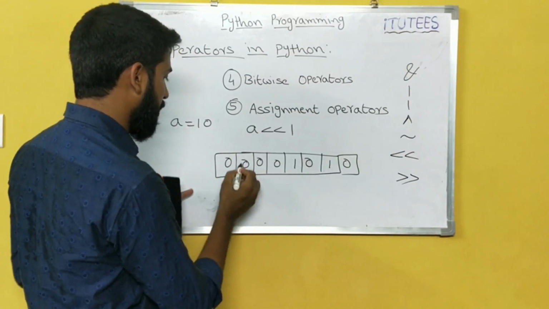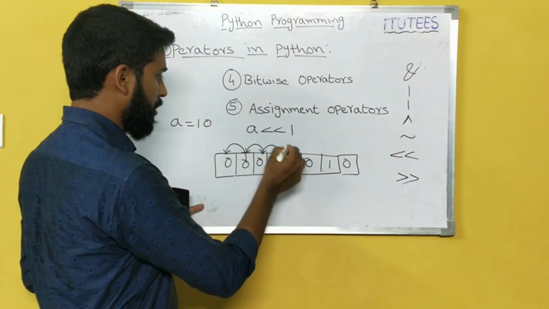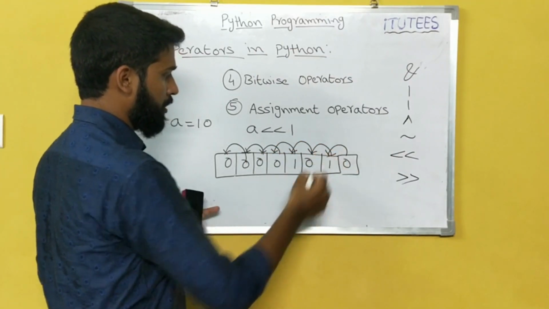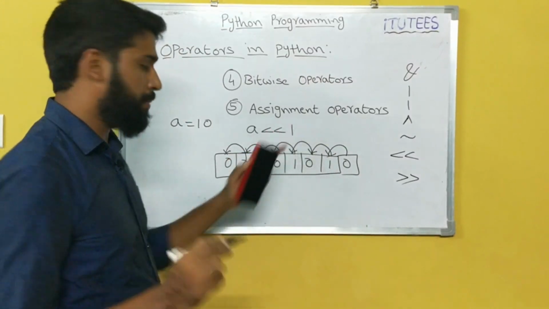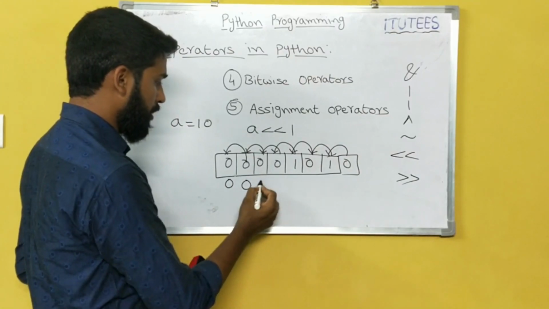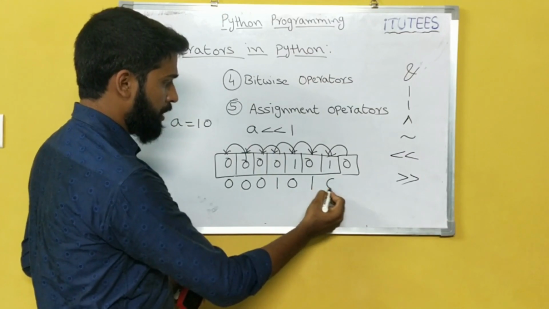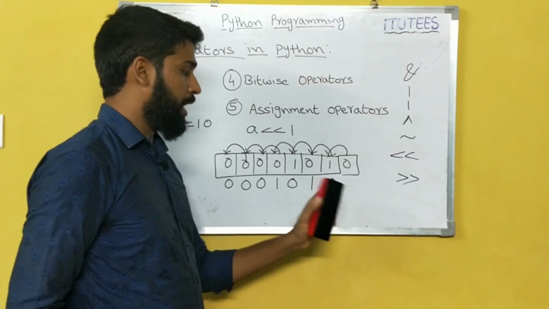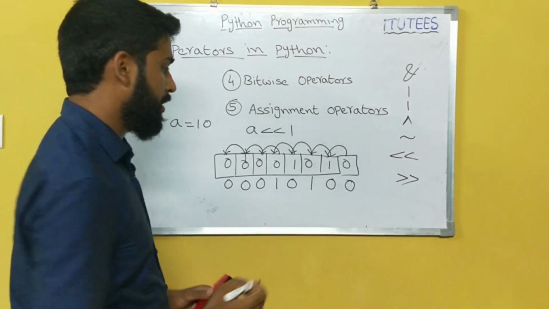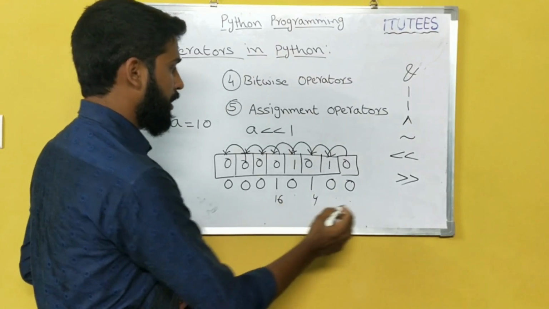So when we shift, like this. How many bits are we going to change? 1 bit. So the 0 goes here. 0, 0, 1, 0, 1, 0, and the leftmost bit is filled with 0. What is the result? 1, 2, 4, 8, 16. That means 20.